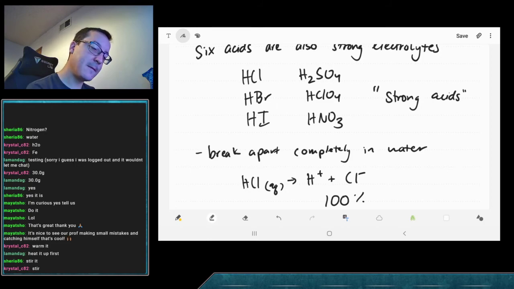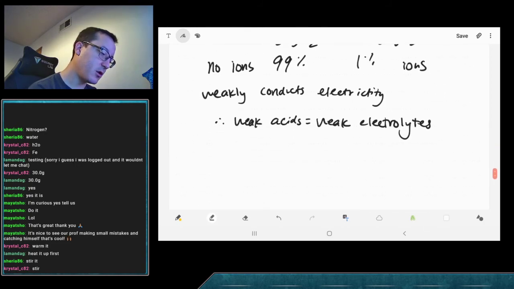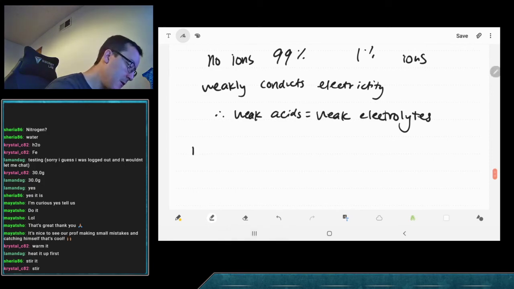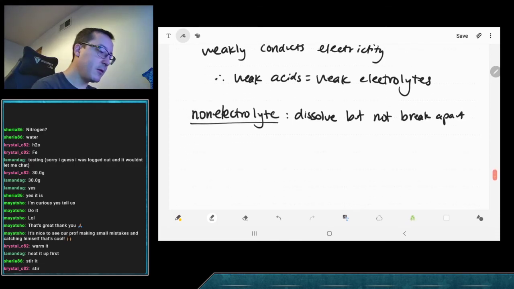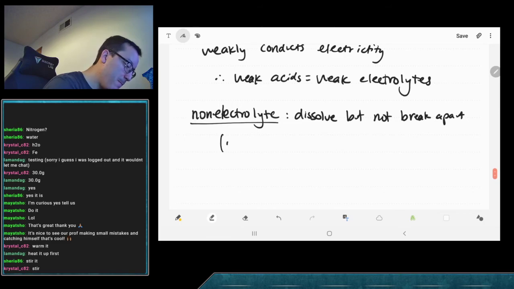Okay, just have one more term to throw out today, and that is something called a non-electrolyte. It will dissolve, but not break apart. So typically these are going to be polar molecular compounds.